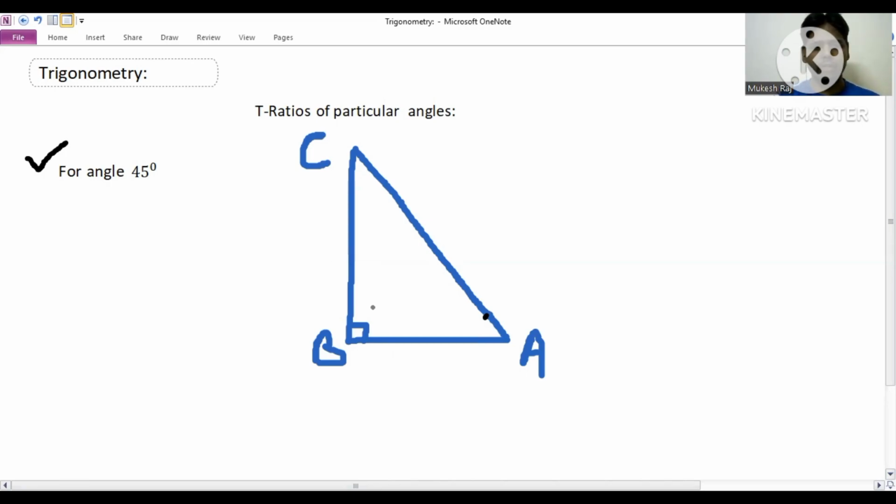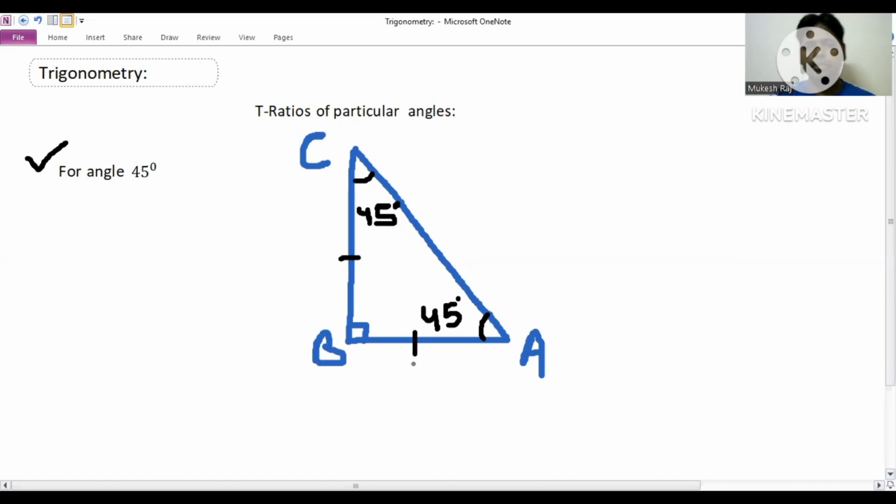Whenever we talk about this 45-degree angle, that means in the triangle ABC, where the right angle is at angle B, let us assume that angle A is 45 degree. Now, following the angle sum property of a triangle, the opposite angle at angle C automatically becomes 45 degree. This makes it very clear that this right angle triangle ABC is an isosceles triangle.